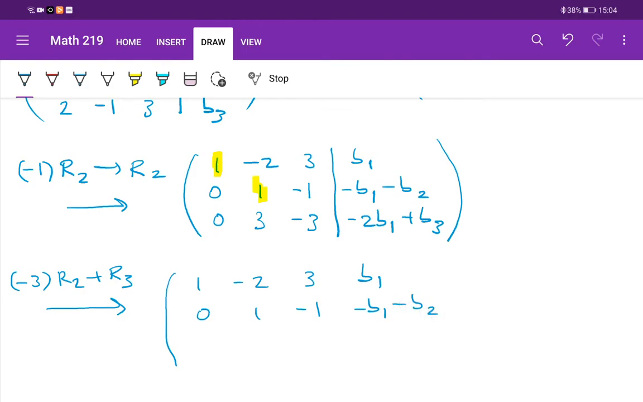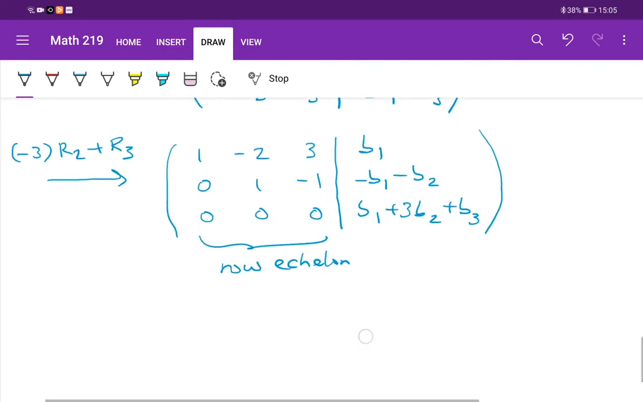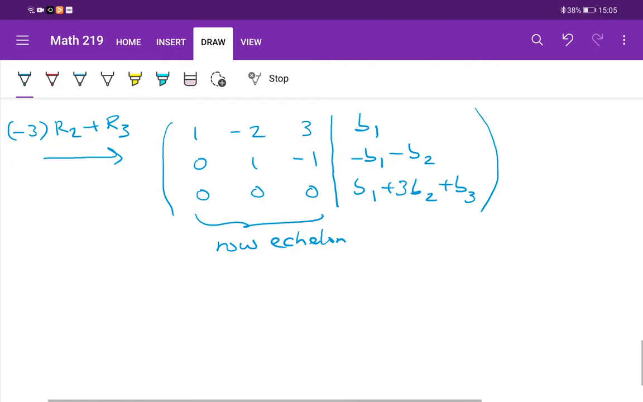And in the third row we get zeros in this part, and the last entry becomes b1 plus 3b2 plus b3. Okay, so this is clearly in row echelon form. We've completed the second step of the Gaussian elimination algorithm.